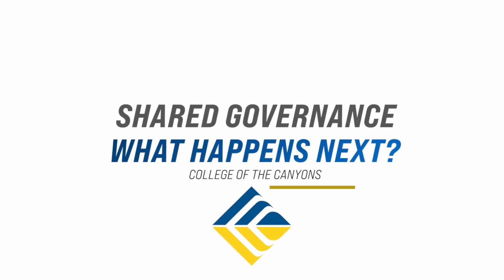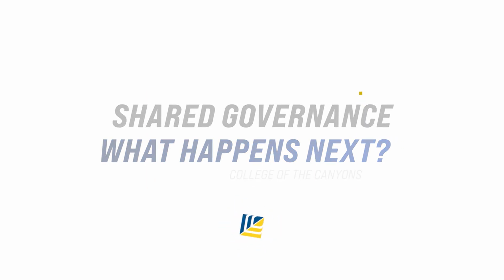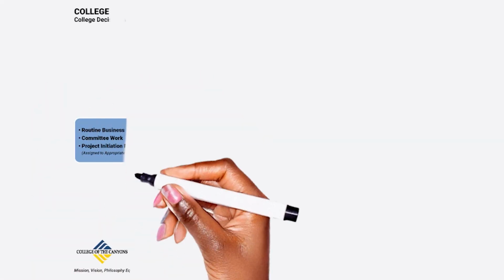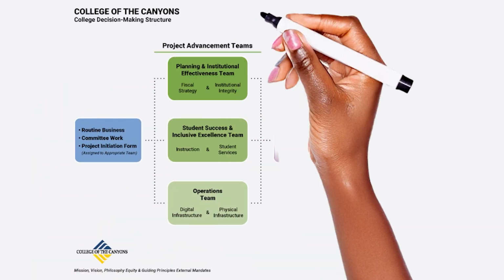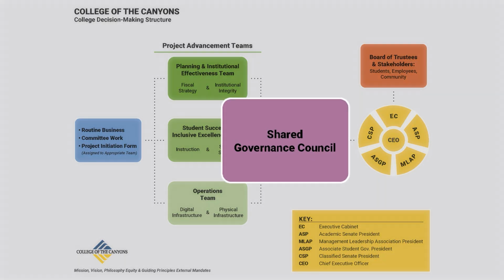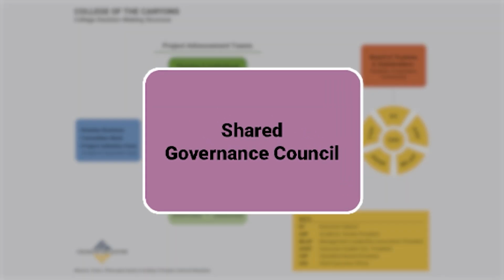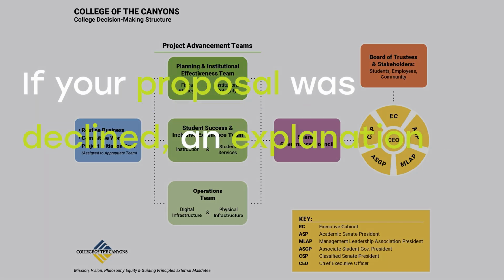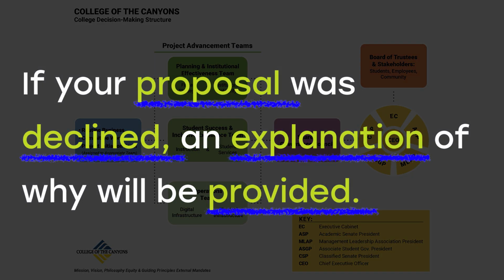After submission, the process continues behind the scenes. Your submission will be reviewed and either declined, returned to you for more information gathering, or routed to the appropriate project advancement team. There are also instances where your proposal might be fast-tracked straight to the Shared Governance Council or the CEO if it is time-sensitive. If your proposal was declined, an explanation of why it was declined will be provided.